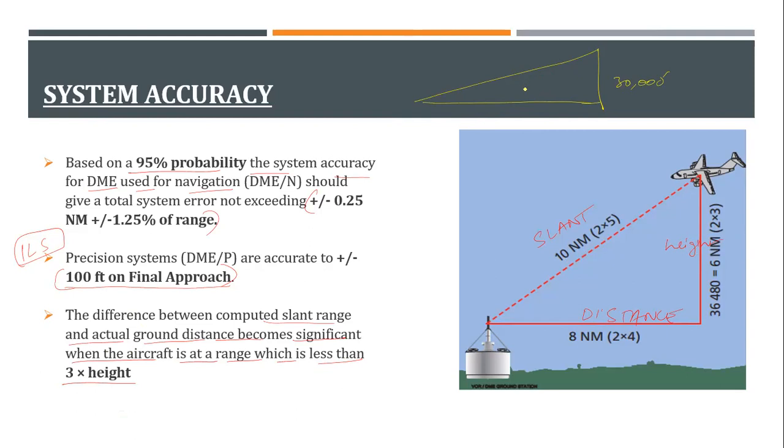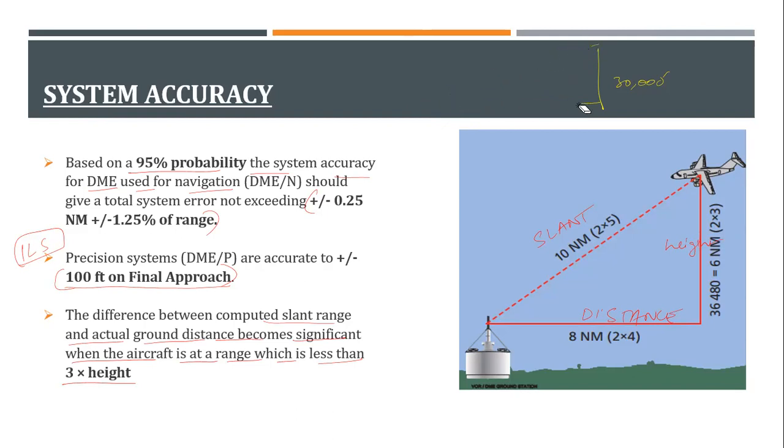But when the aircraft is at a range which is less than 3 times the height, so this is the range, range is less than 3 times the height, then the matter is different. Then we have to realize that the slant range and the ground distance are unequal, not equal.